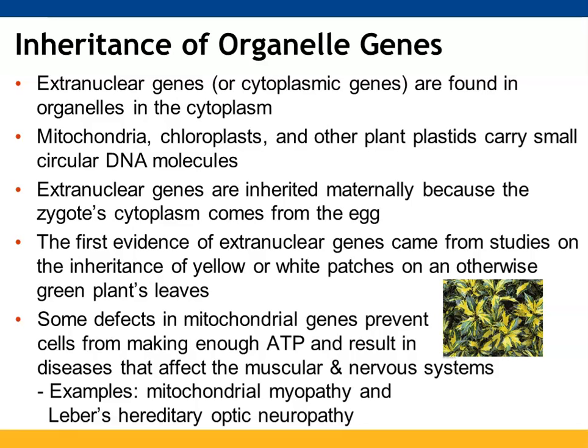So if there are defects in the alleles that are passed on by the mother and those pieces of DNA, they would be due solely to the mother's alleles. This one was seen first with plants. We have seen some issues with mitochondrial genes in terms of how it impacts ATP and how it has some impacts on disorders with both your muscular and your nervous systems.